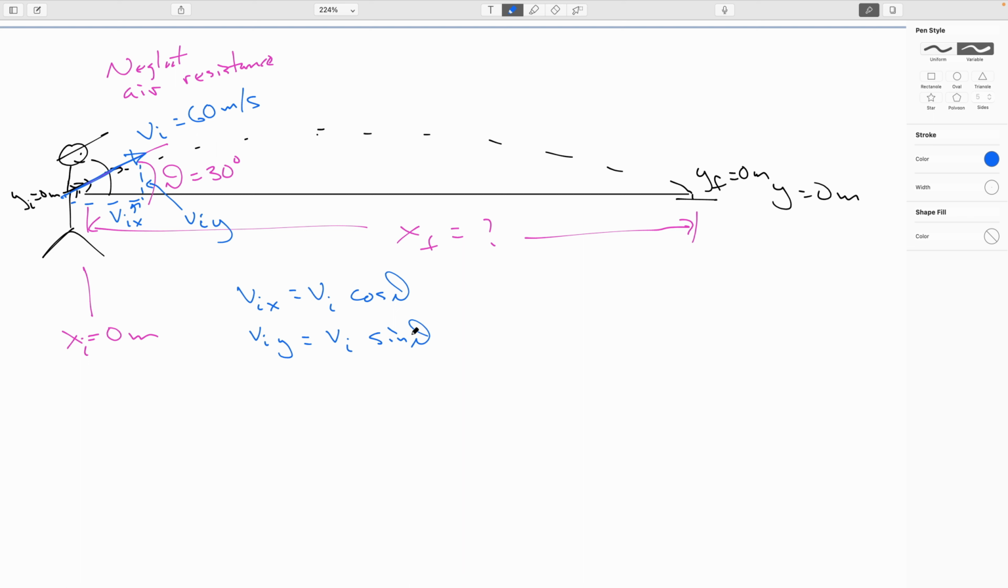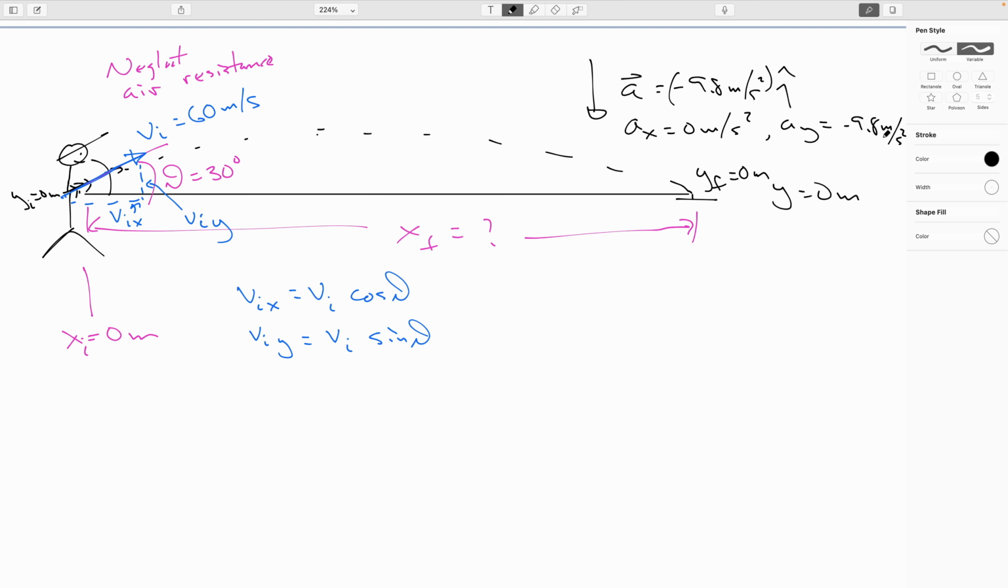If that seems a little unfamiliar, pause the video, convince yourself that that works out. And again, we're playing archery on Earth, so the acceleration will be minus 9.8 meters per second squared times j hat. So we're going to say that a sub x is equal to 0 meters per second squared. A sub y is equal to minus 9.8 meters per second squared. All right, so I think we're doing pretty good here.